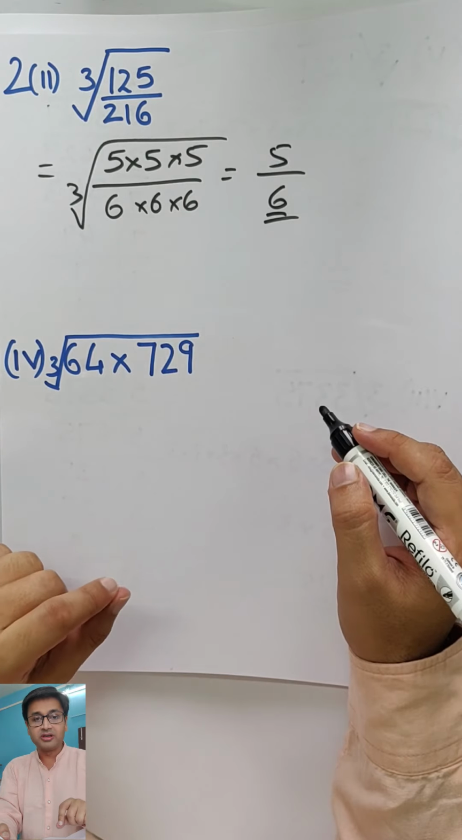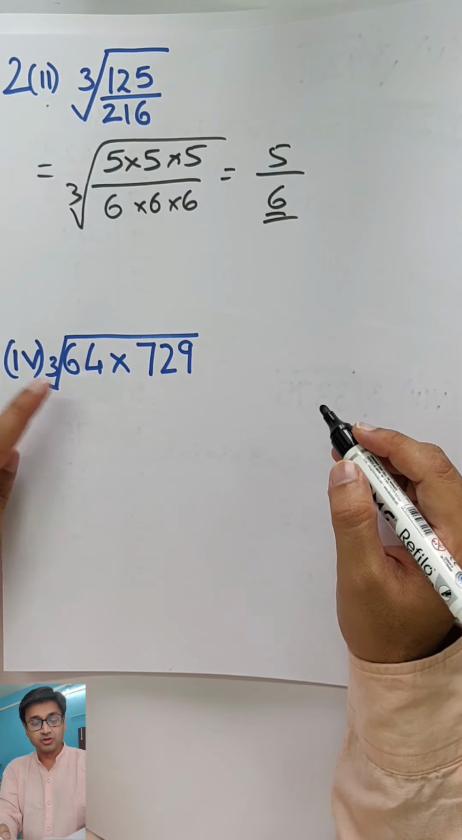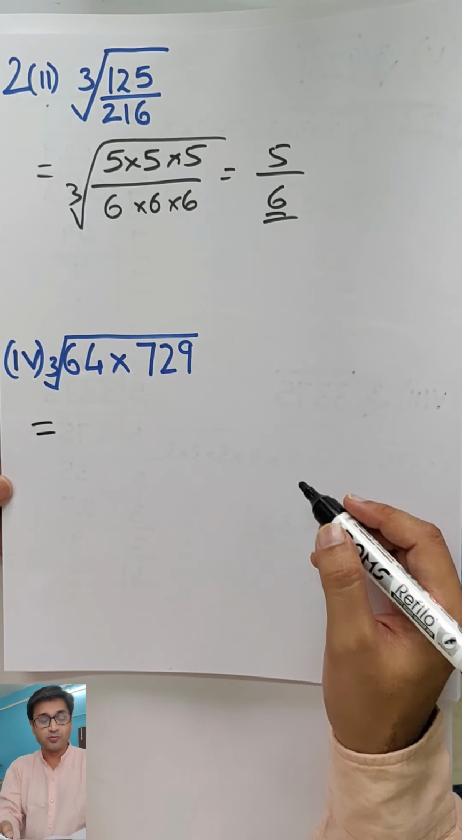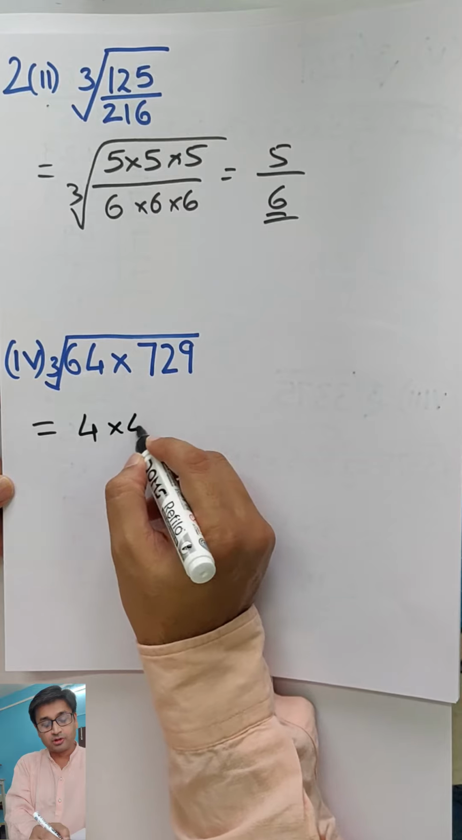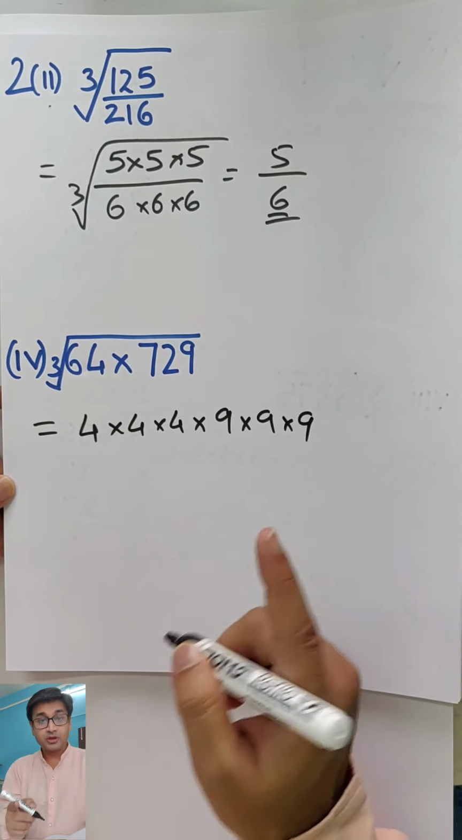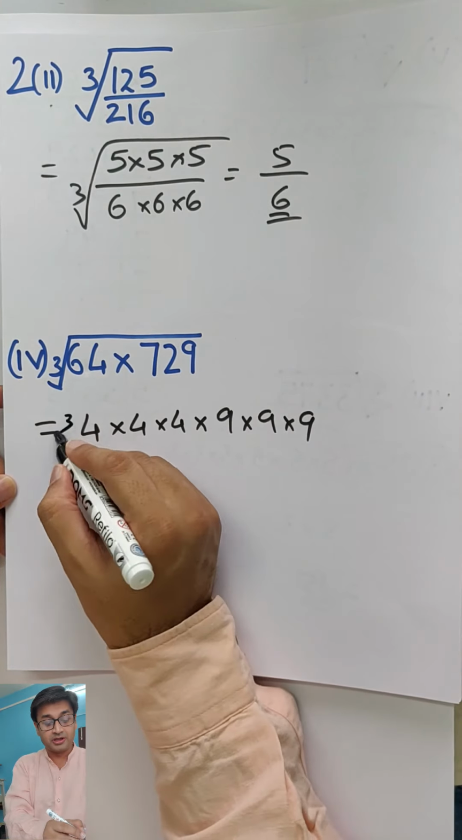So first one we did is natural numbers. Second one, now we are getting into fractions mostly. Okay. Come on, next one. 64 and 729. You should know by now. 64 is 4 cube. And 729 is 9 cube. Pause your video and try on your own. Don't be cheaters. Don't copy.